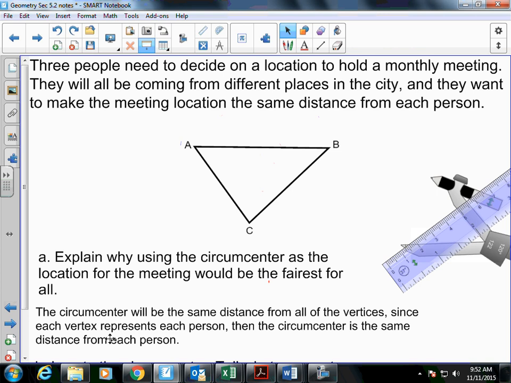It says the circumcenter will be the same distance from all the vertices, remembering that the circumcenter is equidistant from each vertex. And since each vertex represents each person, so I've got a person living at point A on the map, point B on the map, and point C on the map, then the circumcenter would end up being the same distance from each person. So wherever that circumcenter ends up inside here, that would be the same distance for each person to travel, so they all travel the same distance.